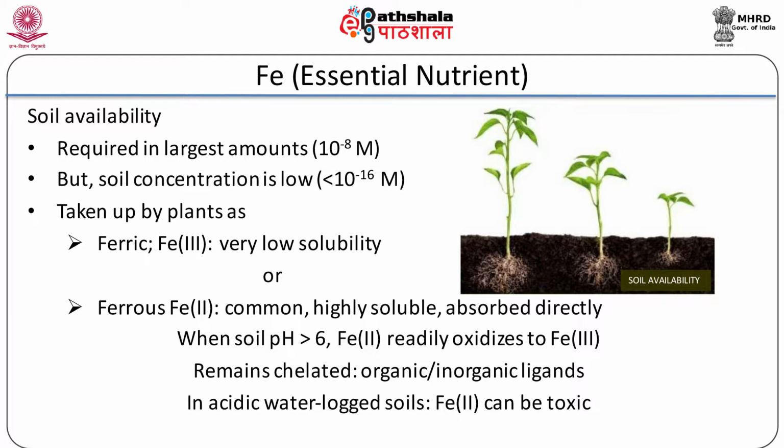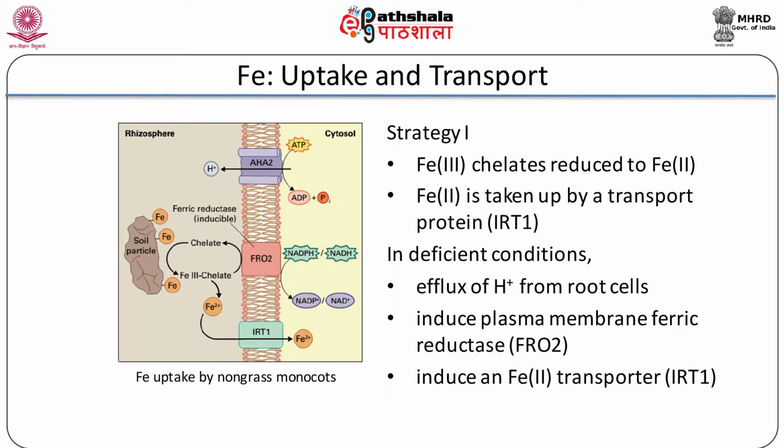Most soluble Fe in soil solution is chelated by organic and inorganic ligands. As the concentration of soluble iron chelates remains very low, plants use several mechanisms to acquire iron from the soil for growth requirements. In contrast, in acidic waterlogged soils, Fe2+ can be toxic to plants. Plasma membrane localized components include a plasma membrane H+ ATPase that acidifies the rhizosphere and increases iron solubility.